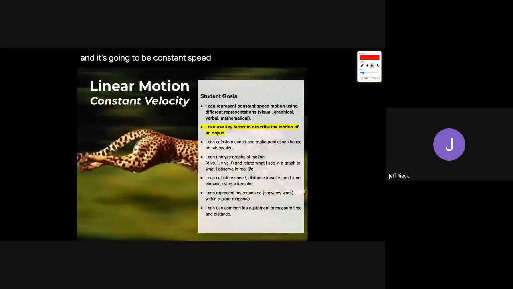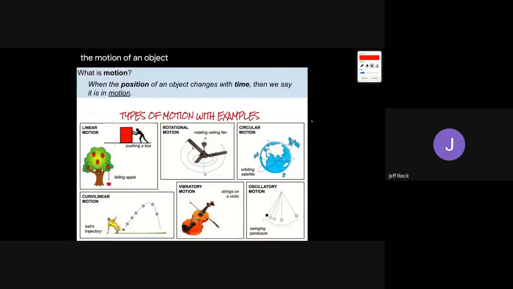Today we're going to be talking with you guys about our first concept, and that is going to be constant speed. Some key goals that we're going to focus on in this video is trying to get introduced to key terms that we're going to use to describe the motion of an object.